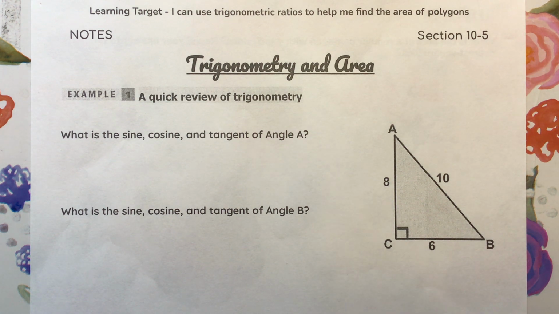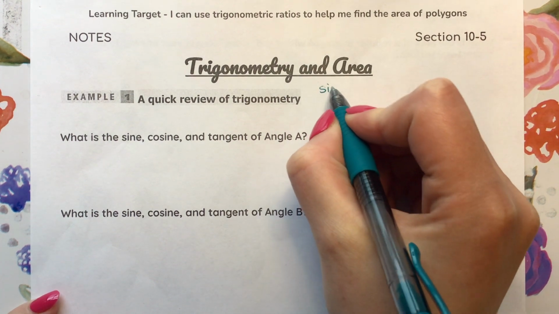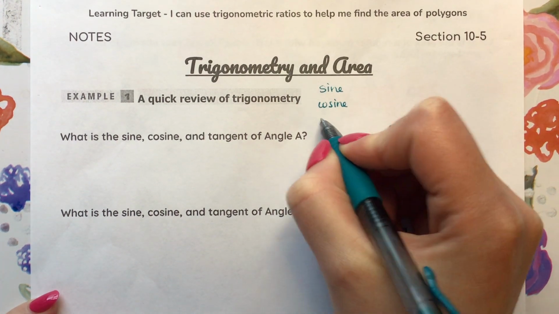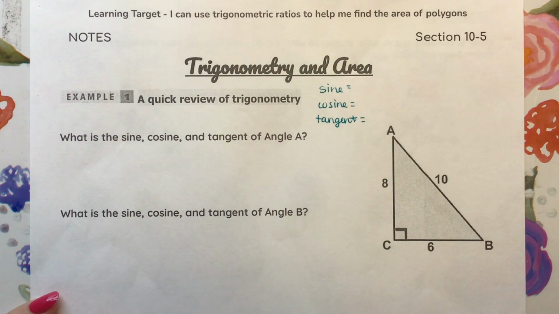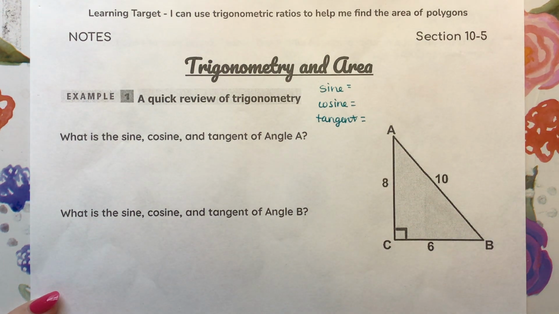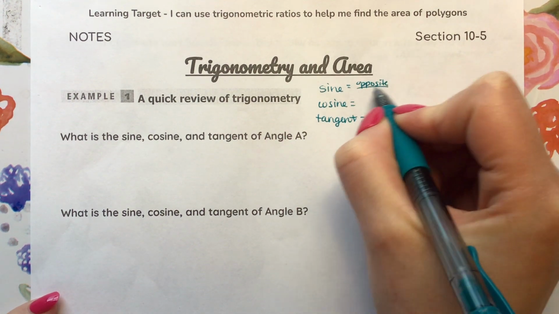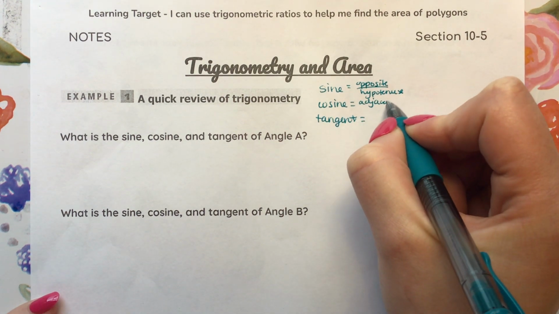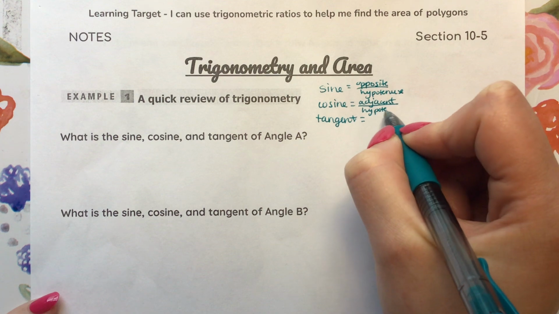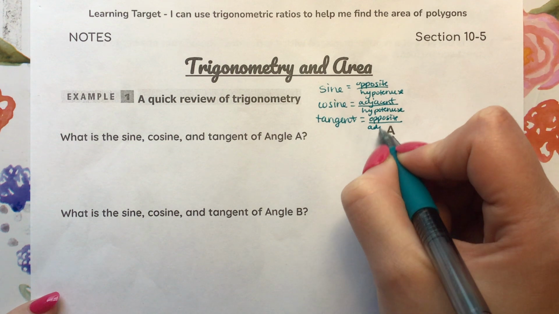In example 1, we have a quick review. So we have three trig functions, sine, cosine, and tangent, and they are going to relate two sides of a triangle to one another. And in particular, we can only do this with right triangles. So sine is opposite over hypotenuse. Cosine is adjacent over hypotenuse, and tangent is opposite over adjacent.